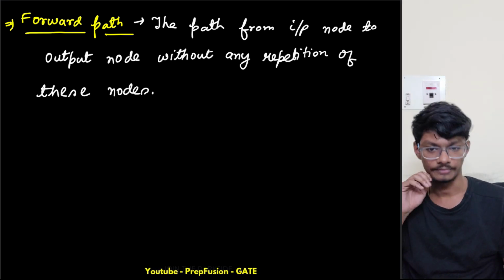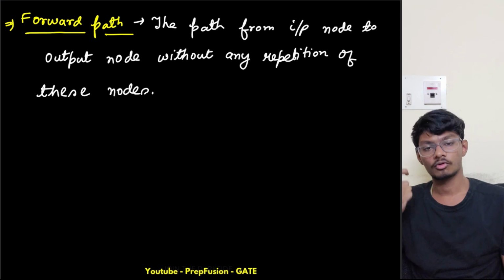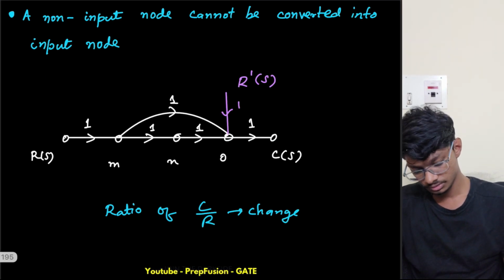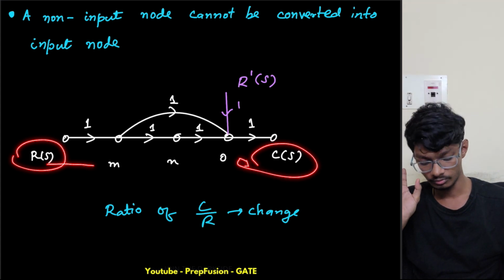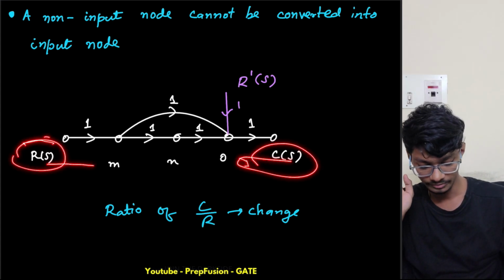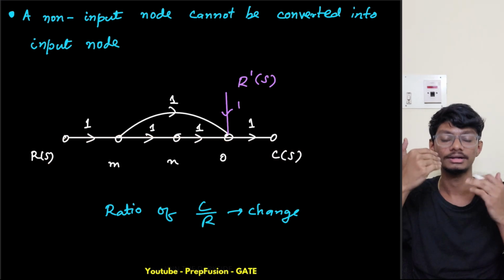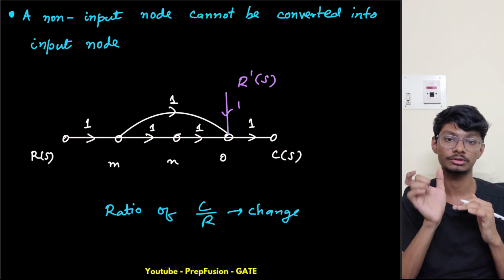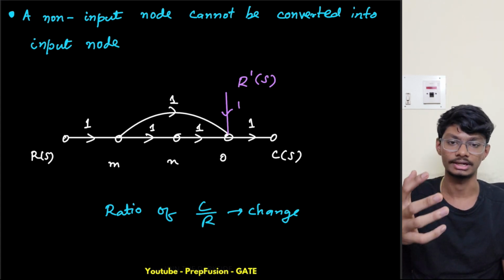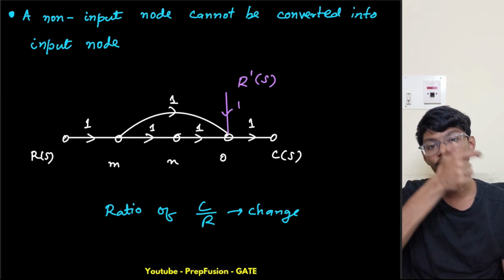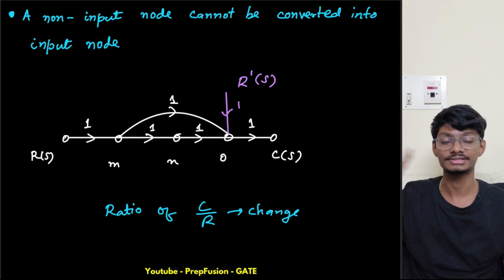Okay, so this is what forward path means. What do I mean by this? We have this input and output, and I want to go from input to output along these paths. So how many paths do I have? There shouldn't be any repetition. We will also get a repetition, and from there we will understand which is a forward path and which isn't a forward path.